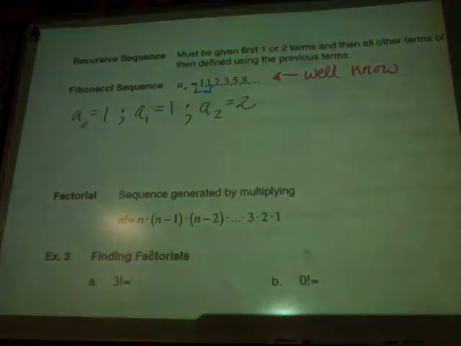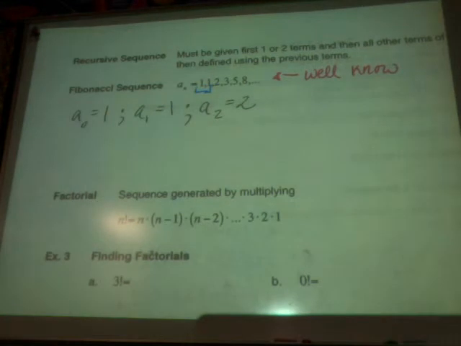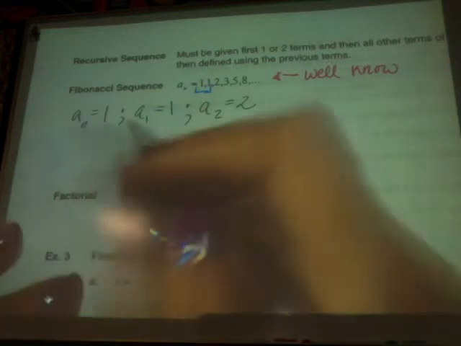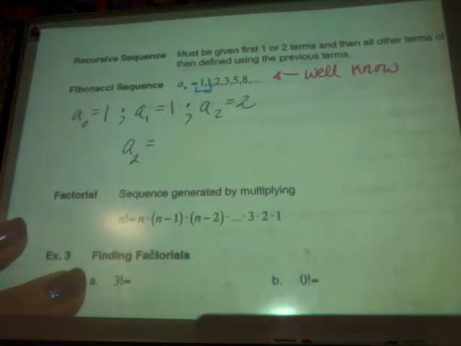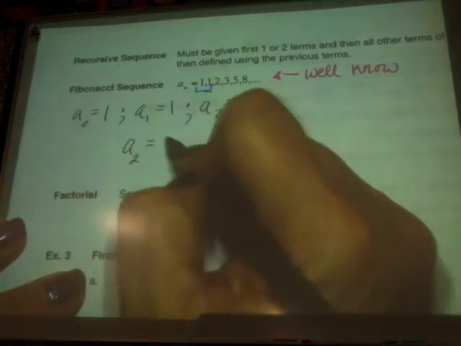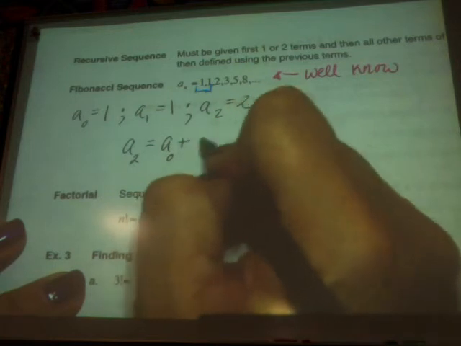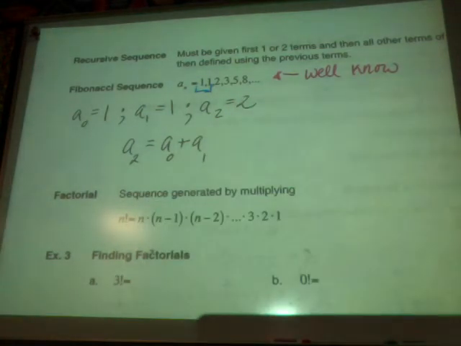If we come up with a sequence to describe this, recursive kind of looks at things differently. So think of it this way. If I wanted to find the second term, so if I wanted to find a sub 2, didn't we take a sub 0 and add a sub 1 to it? Isn't that what we did?